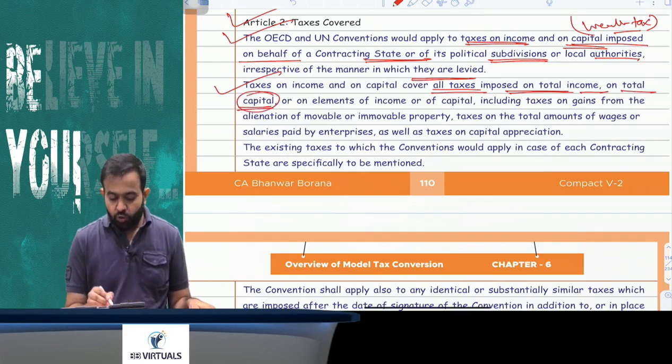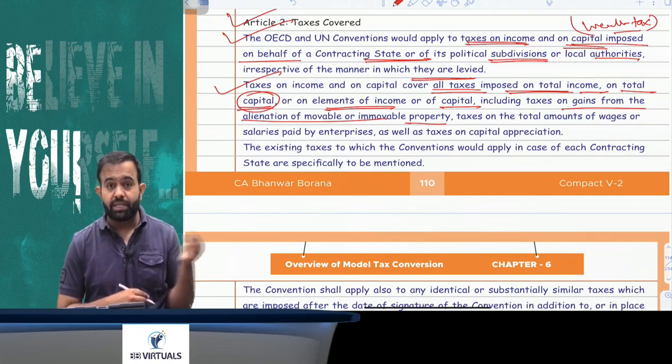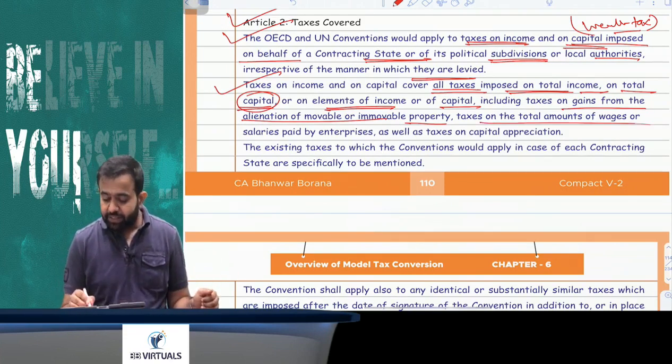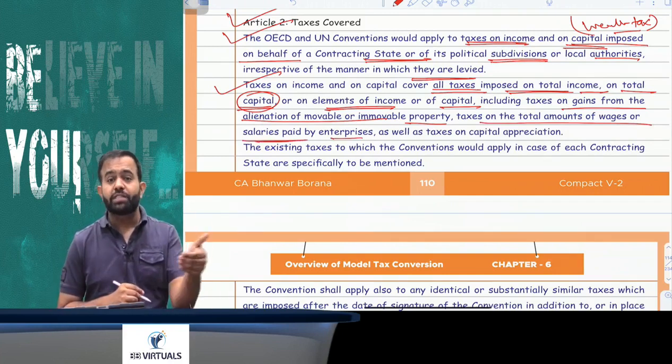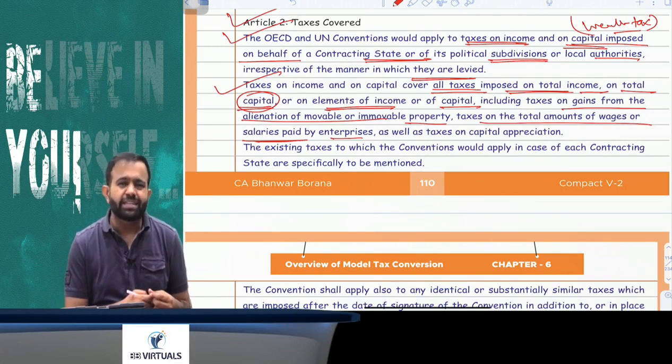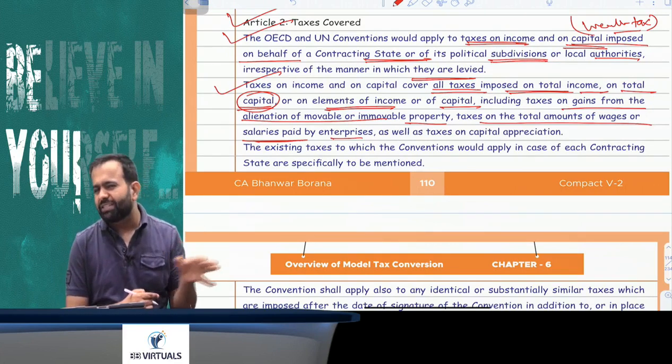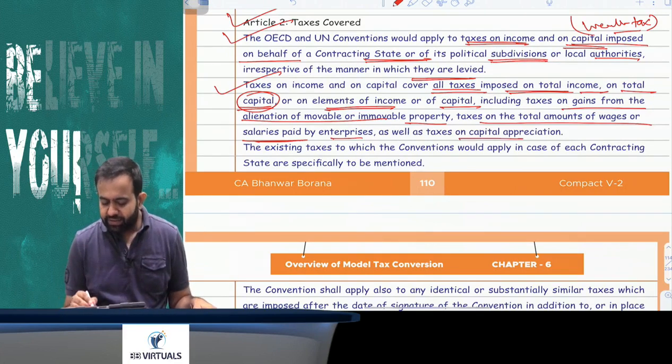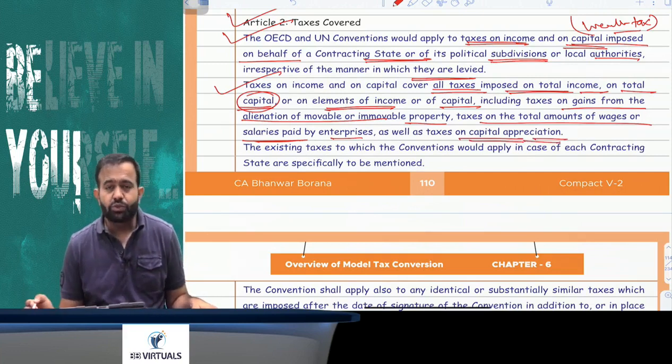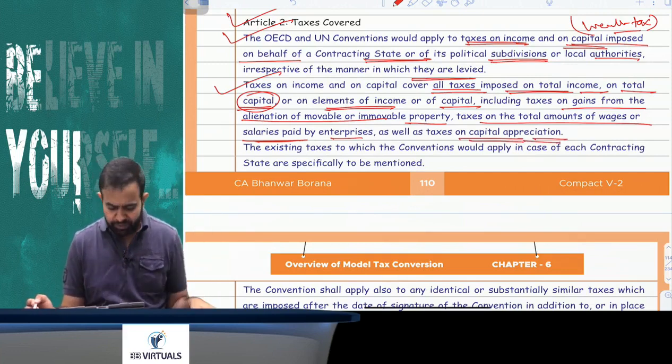Now next part. Tax on income and capital covers all taxes imposed on total income, on total capital, meaning wealth tax, or on elements of income or capital, including taxes on gains from the alienation of immovable and movable property. Capital gain is also covered here. Taxes on the total amount of wages and salary paid by the enterprise, that is called fringe benefit tax. Earlier there was fringe benefit tax, but now there is no fringe benefit tax in India. As well as tax on capital appreciation. So they will mention which taxes are covered.